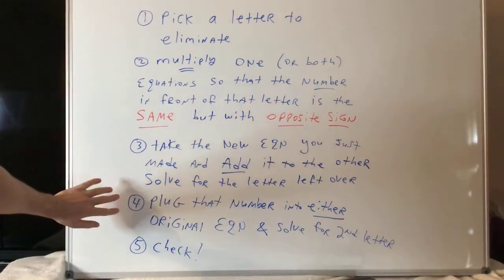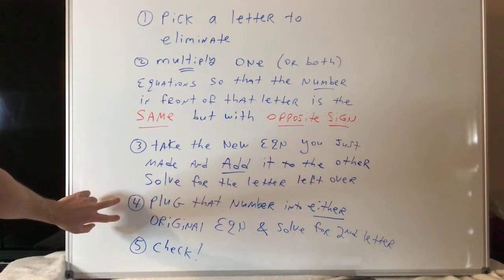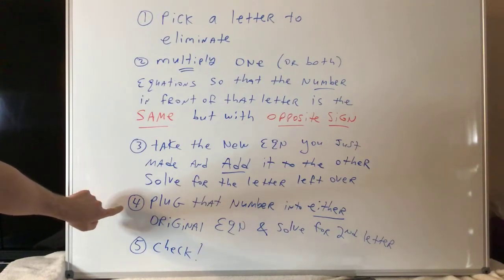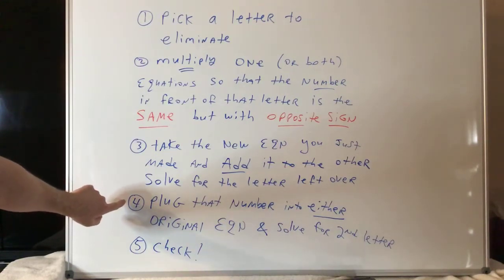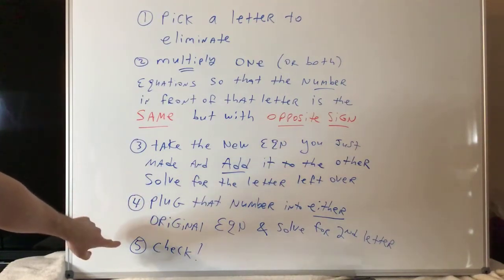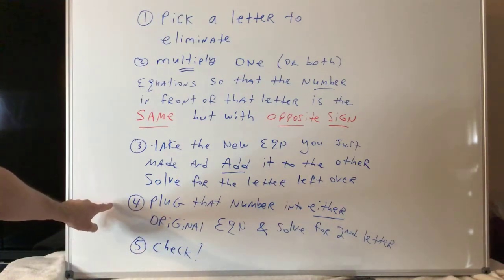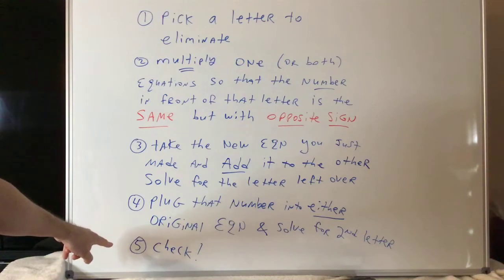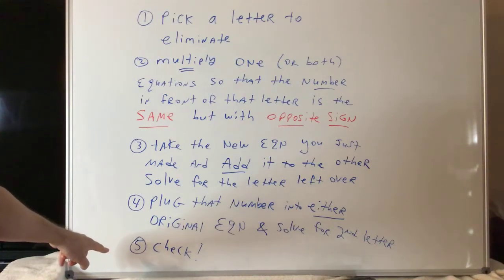Remember, in step 4, it doesn't matter which of the original equations you use. There's going to be a top one and a bottom one. If you want to use the top one to solve for the missing letter, fine. Use the bottom one to check. If you want to use the bottom one to solve for the missing letter, then use the top one to check. You always have 2 equations, okay?